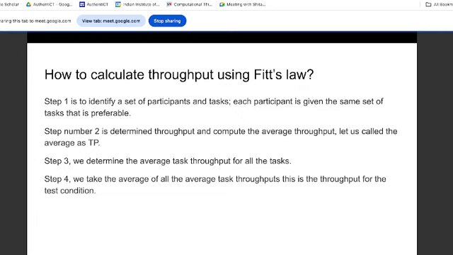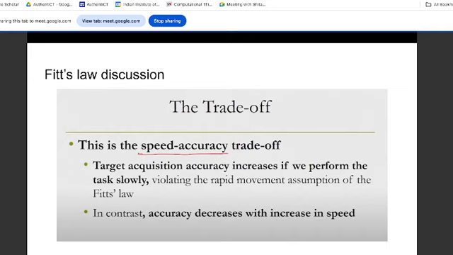Then we take the average of all the average task throughputs. This is the throughput for the test condition. Okay, that's the kind of study we do for finding out the throughput using Fitts' law.